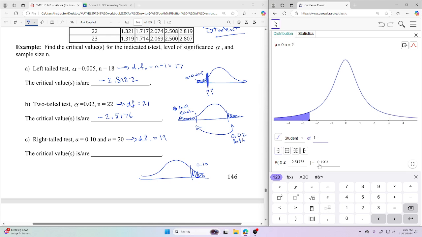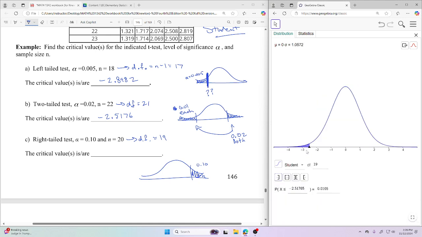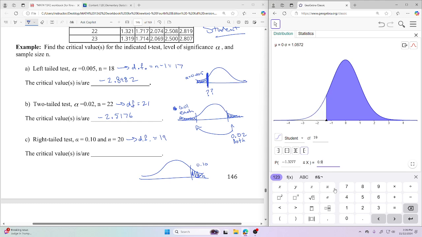Cool. 19. I'm going to go on this side this time. Change it to the 10%. And I got 1.3277. Awesome. There it is. Good.